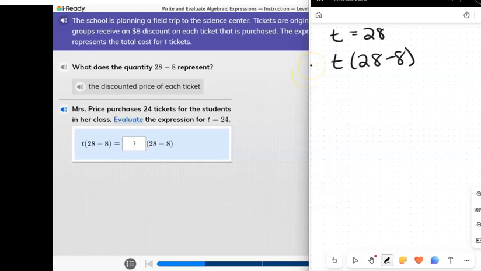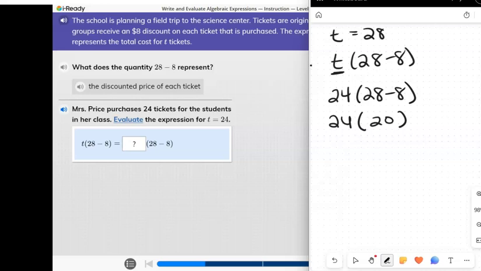So here's our expression. We're going to substitute T, so we're going to put 24 times 28 minus 8 in our notebook. We're just going to write it down. And then we do our PEMDAS. We leave 24, bring that down, because right here we have to subtract first. 28 minus 8, which is 20. And now we have to multiply.